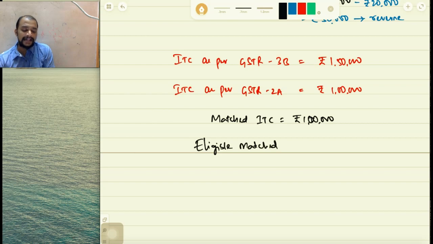What do I mean by eligible matched ITC? Not 1 lakh fully is eligible. There could be some blocked credits, or there could be some inward supplies which are used for exempted supplies or non-business purpose. So not the entire 1 lakh is eligible matched ITC. Therefore, I need to take eligible matched ITC and say that eligible matched ITC is 80,000.